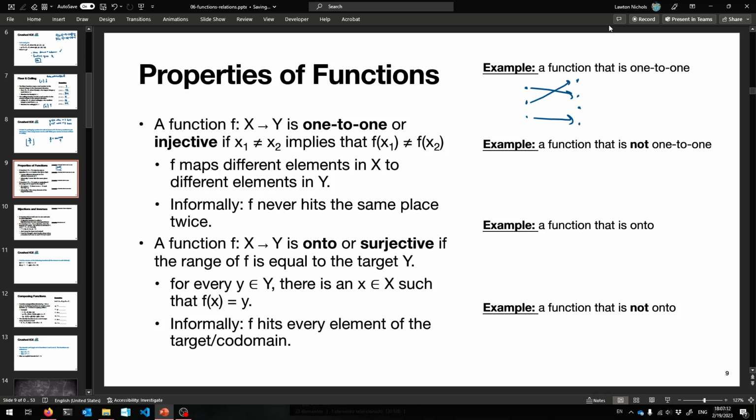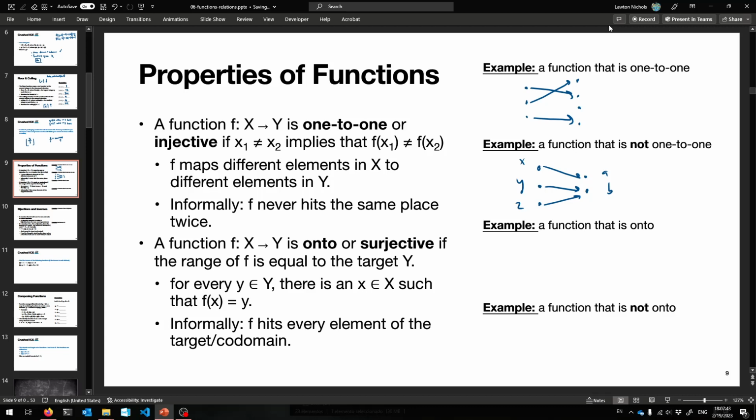And a function that's not one-to-one looks like this. An easy way to make a function that's not one-to-one is to have a smaller codomain than your domain. So here's x, y, and z, and a and b. You're forced to send multiple values to the same place because you have 3 inputs and 2 outputs. So you're forced to make z go to somewhere that's already been seen.